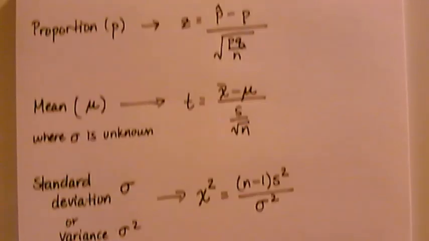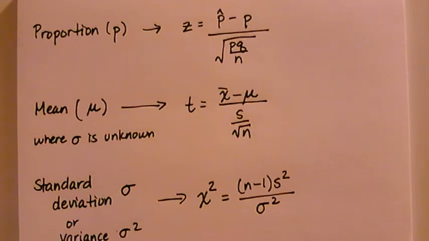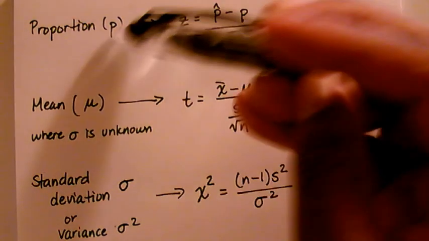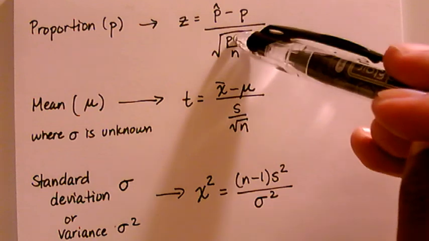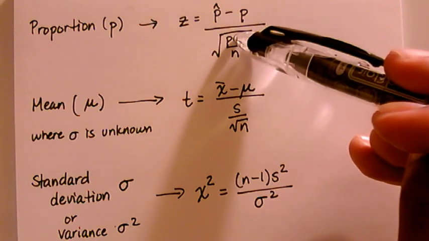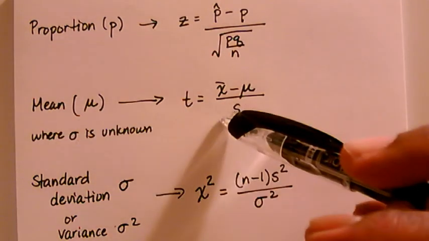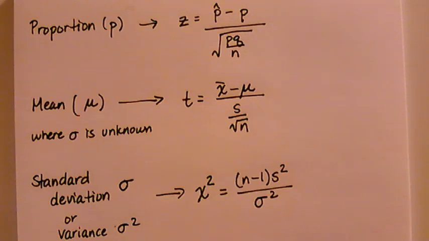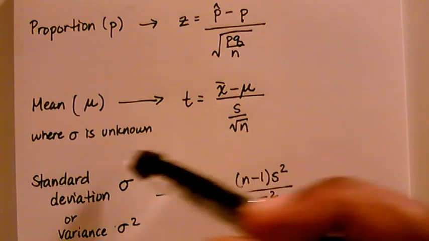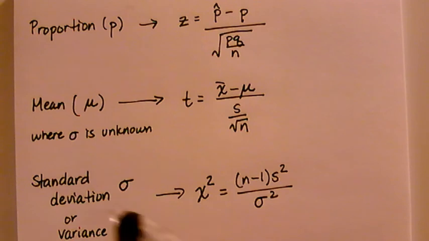So we're going to be using one of these 3 formulas. That first one we're going to be using in the next video on proportion, and then on another video we'll be dealing with this test statistic for a mean where sigma is unknown, and then on another video we'll deal with the test statistic for a standard deviation or variance. Okay, so those 3 I'm just going to introduce to you.